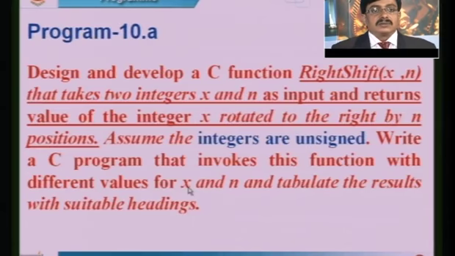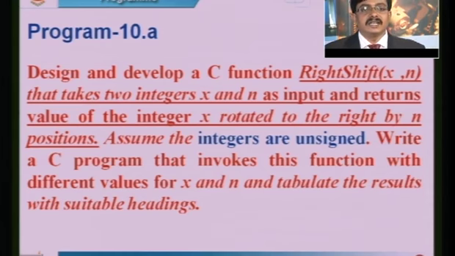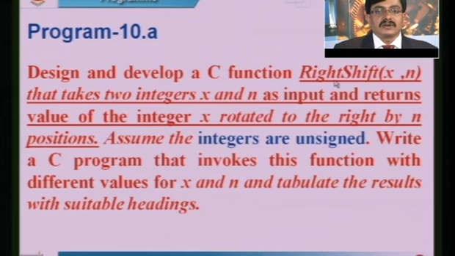Now, if you look at program 10a, the problem here is to design and develop a C function rightshift(x, n) that takes two integers x and n as input and returns the value of the integer x rotated to the right by n positions. The function name should be rightshift, but the operation to be performed is that the value x has to be right rotated by n positions.